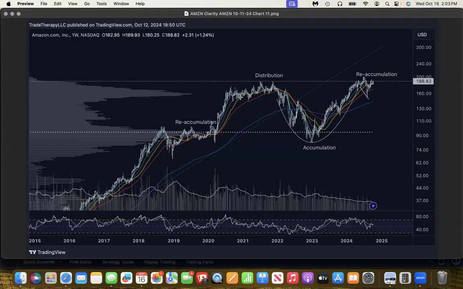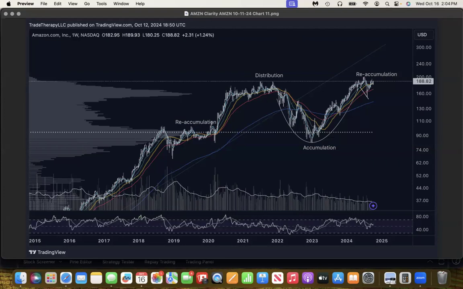on all of the hype during COVID that Amazon was going to keep going because everybody was in lockup and everyone was ordering. That was an ideal opportunity for institutions to distribute. You do see the second shelf down here. This is your institutional shelf. This is where they reaccumulated before the COVID run.